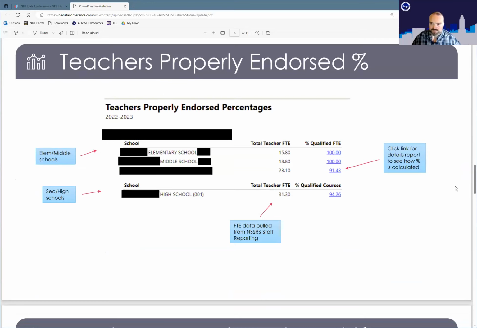So here's a redacted example of what this report looks like when you first click into it. It's grouped into elementary and middle schools above, secondary and high schools below. It does mention teacher FTE in some places. Here we're pulling the FTE for teachers from what you've reported in SSRS staff reporting. And then the actual percentages that we're looking at are here on the right. They're blue links because if you click on them, you'll get to see details about how we get to that percentage.